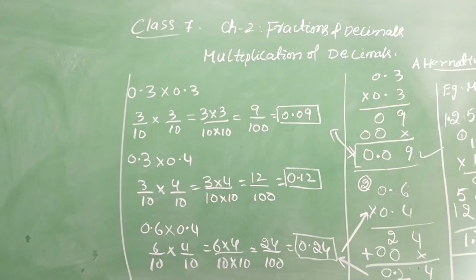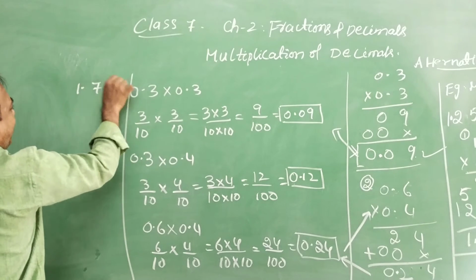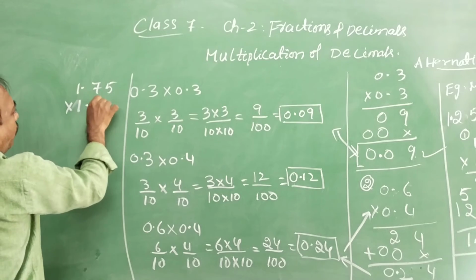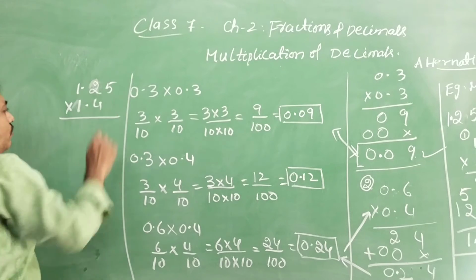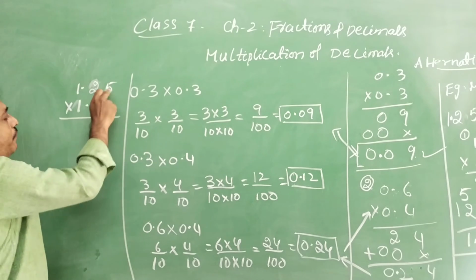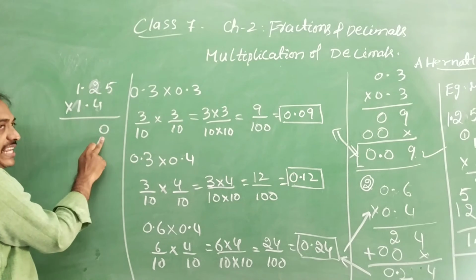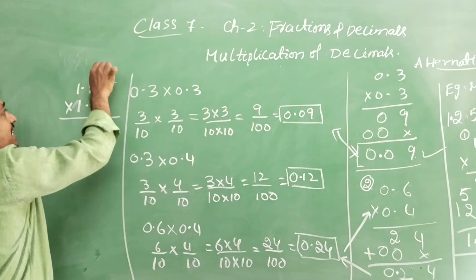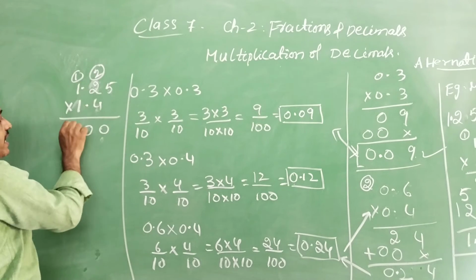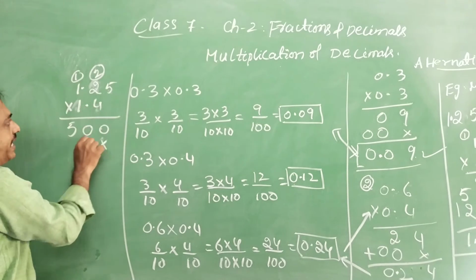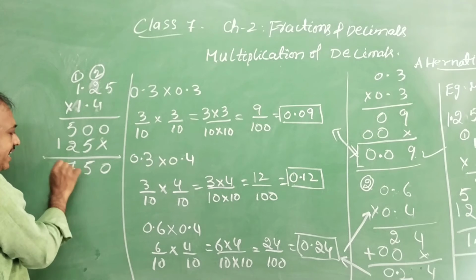What is the answer? Let us discuss. 1.25 into 1.4. Now you see, ignore the decimal and multiply. 4 5s are 20, 4 2s are 8 plus 2 is 10, and 4 1s are 4 plus 1 is 5. Next 1 5 is 5, 1 2 is 2, 1 1 is 1. So 0 5 7 1.